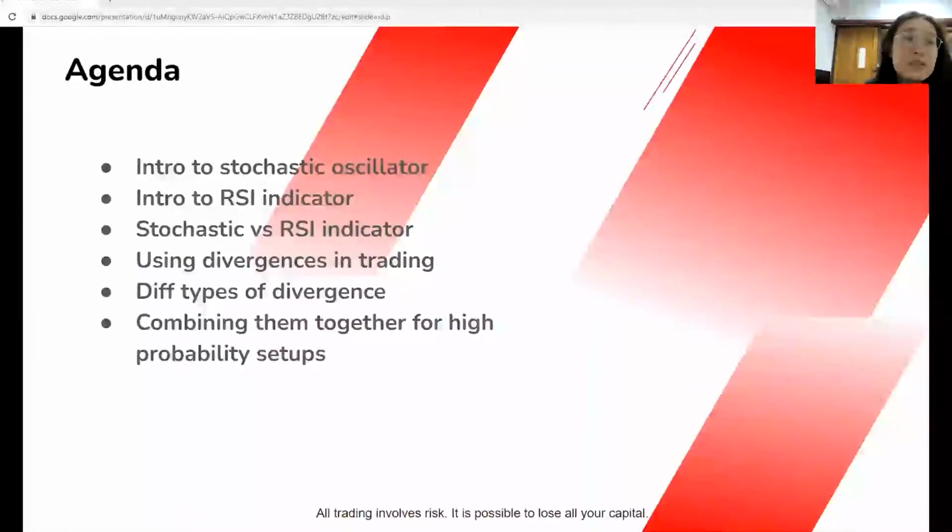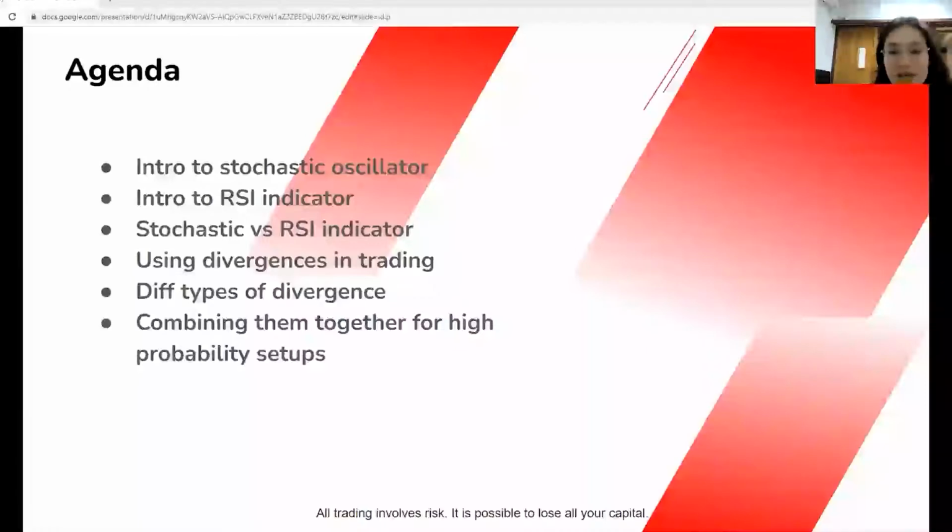Here's our agenda for today. Firstly, we're going to go through briefly the stochastic oscillator followed by the RSI indicator, because RSI as well as stochastic are pretty similar in nature. So we're going to be comparing them throughout the webinar. After that, we're going to be talking about stochastic versus the RSI indicator. We're going to be seeing the different circumstances in which you use the different indicators. After that, we're going to be looking at using divergences in trading, as well as the different types of divergence that you can look out for. And lastly, we're going to be combining them together for high probability setups.